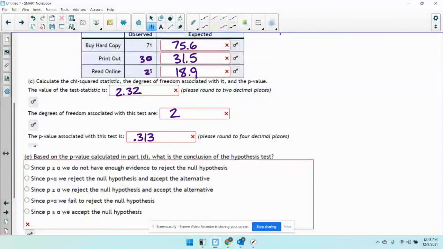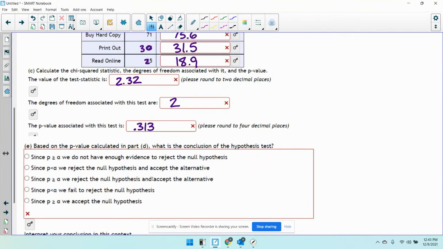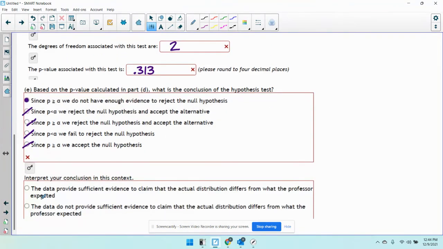which is going to be higher than alpha, so we fail to reject. So p is greater than alpha, so it's not this, not this. We don't accept the null. We don't reject the null. We don't have enough evidence to reject the null. And so since we can't reject the null, the data does not provide sufficient evidence to claim that the actual distribution differs from what the professor expected.